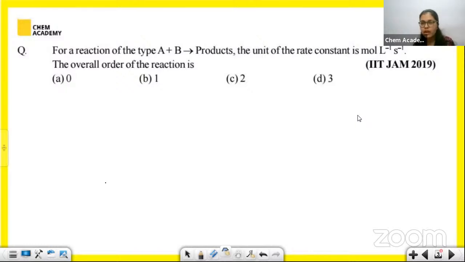Is the voice okay now? Am I clearly audible? Good afternoon, Meghna.